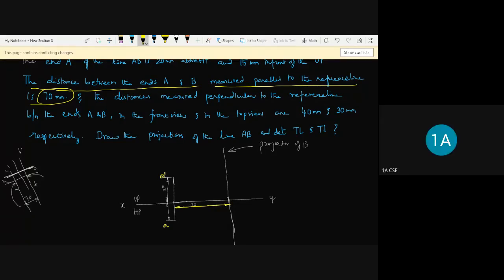Excuse me, sir. Is alpha 15 degrees and beta 10 degrees? So you got it already? A dash B dash is 73 mm and AB is 71 mm. Okay.